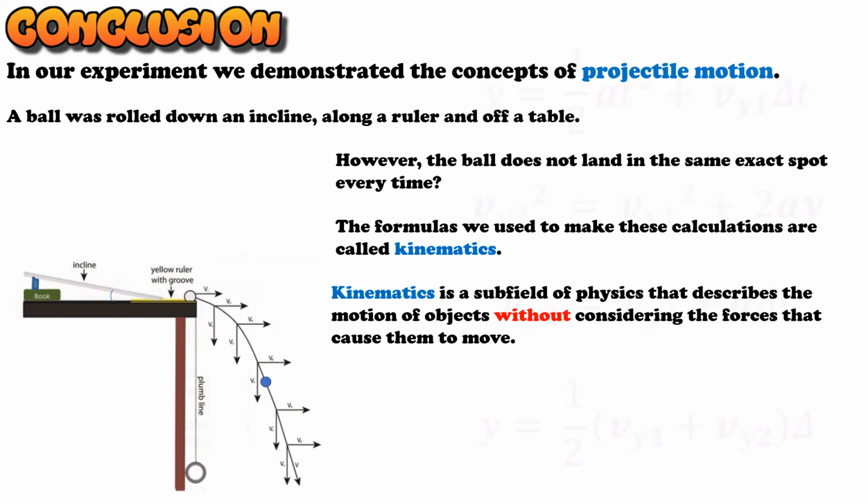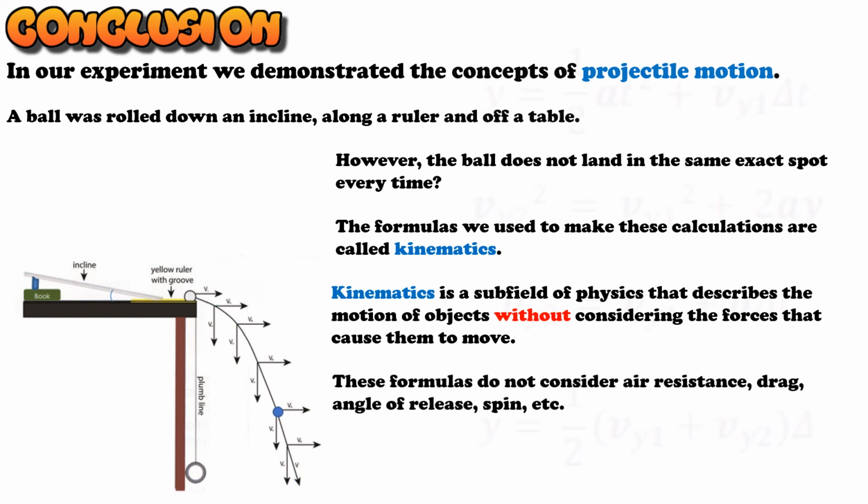Kinematics is a subfield of physics that describes the motion of objects without considering the forces that cause them to move. These formulas do not consider things like air resistance or drag, the speed at which you release an object or the angle at which you release it, the spin of that object, the shape of that object, the composition of that object, particulates in the air. There are many factors in physics to account for.